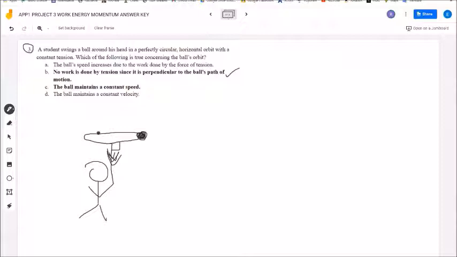Answer choice C says the ball maintains a constant speed. So we know that the tension is constant, so the force acting on the ball is not changing at all. However, the ball is constantly changing direction. So although the ball may have a constant speed, it does not have a constant velocity, which means that answer choice C is also correct, but answer choice D is not.